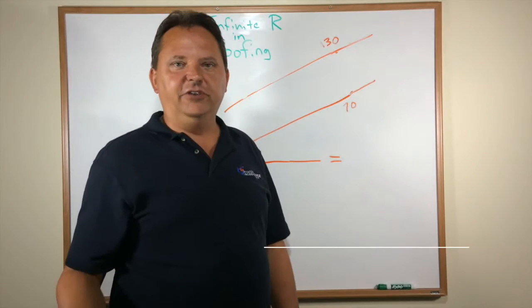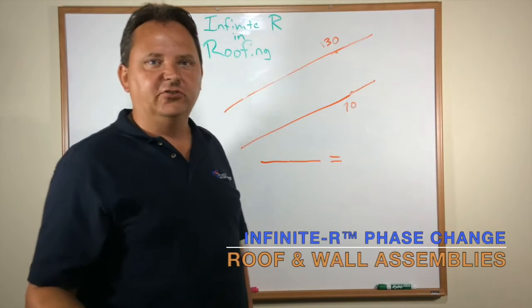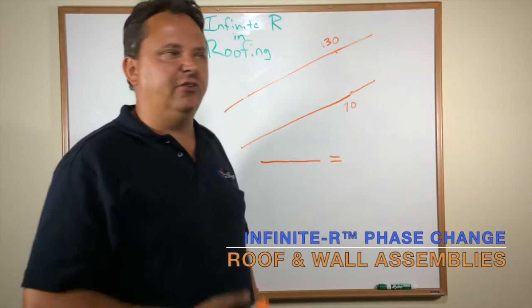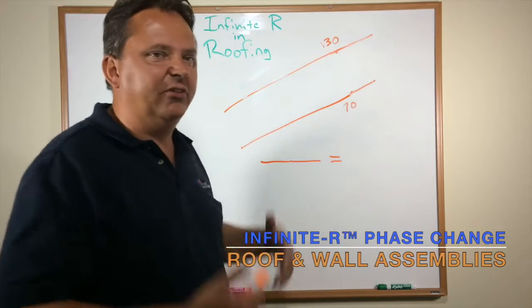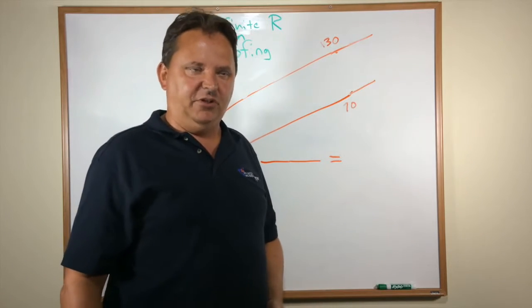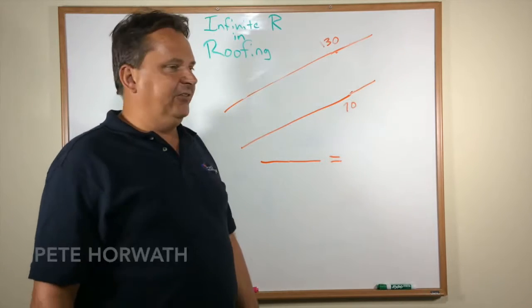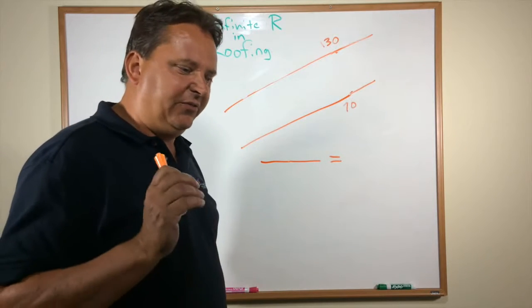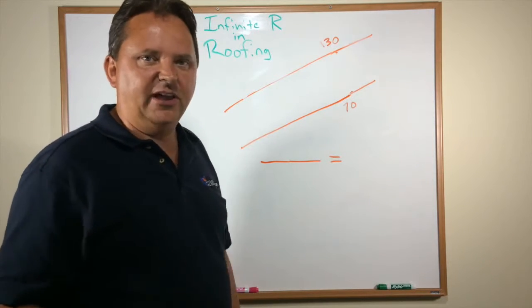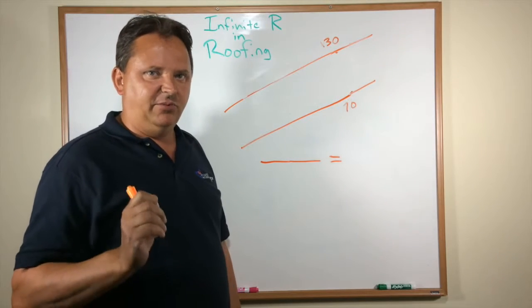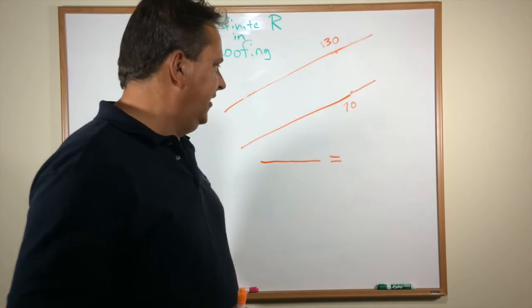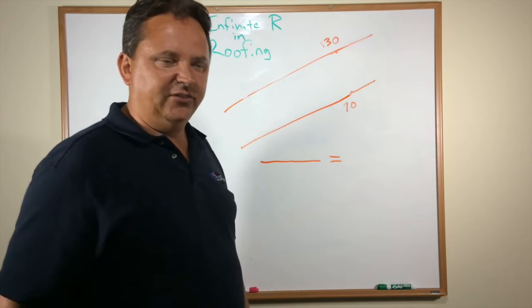Why should we include infinite R phase change materials in our roof assemblies? Why don't we just go out and double the insulation value, for example? Wouldn't that give us the same amount of savings? And the answer is phase change really affects the building envelope in a much different way than just doubling the insulation value. And let me show you this as an example.